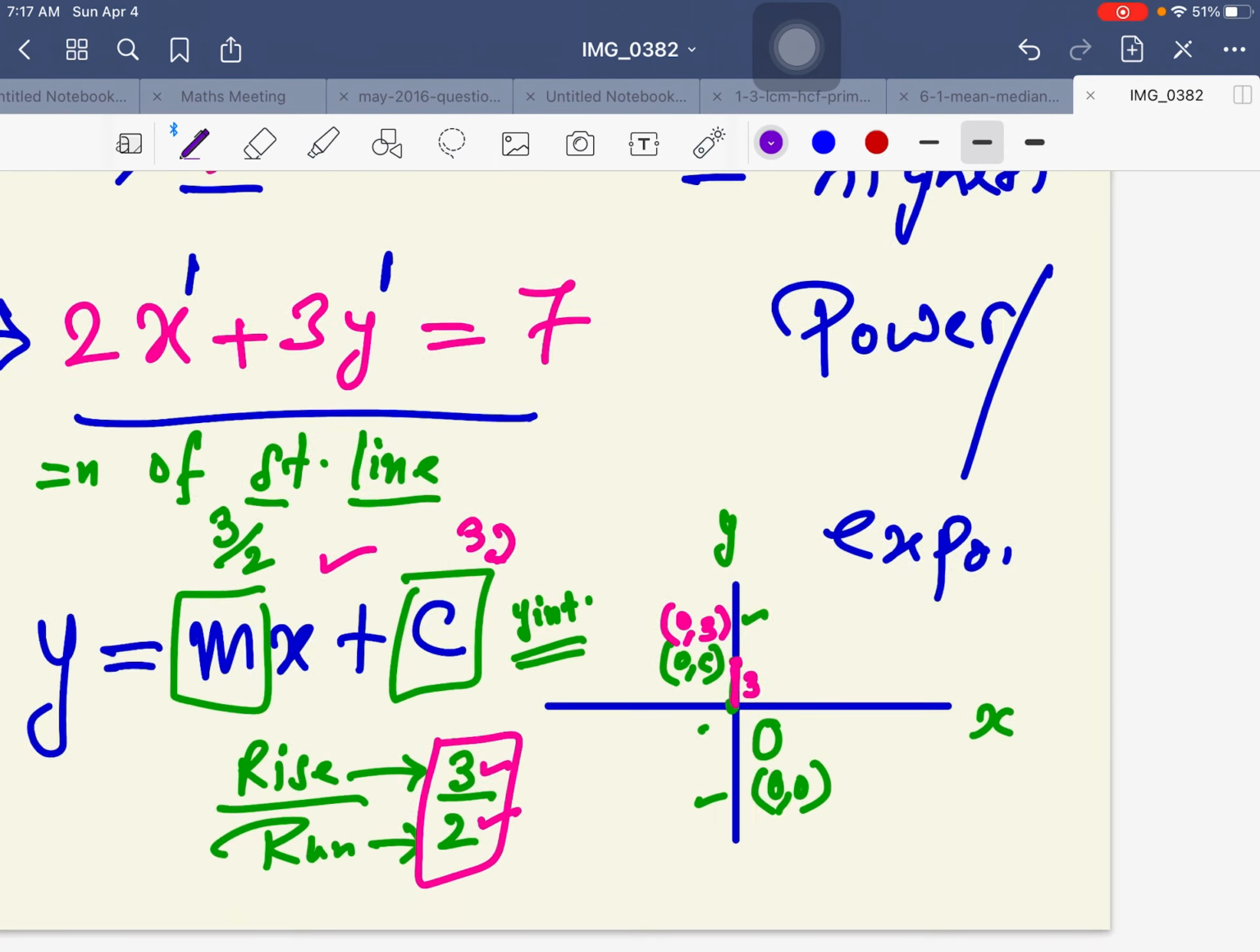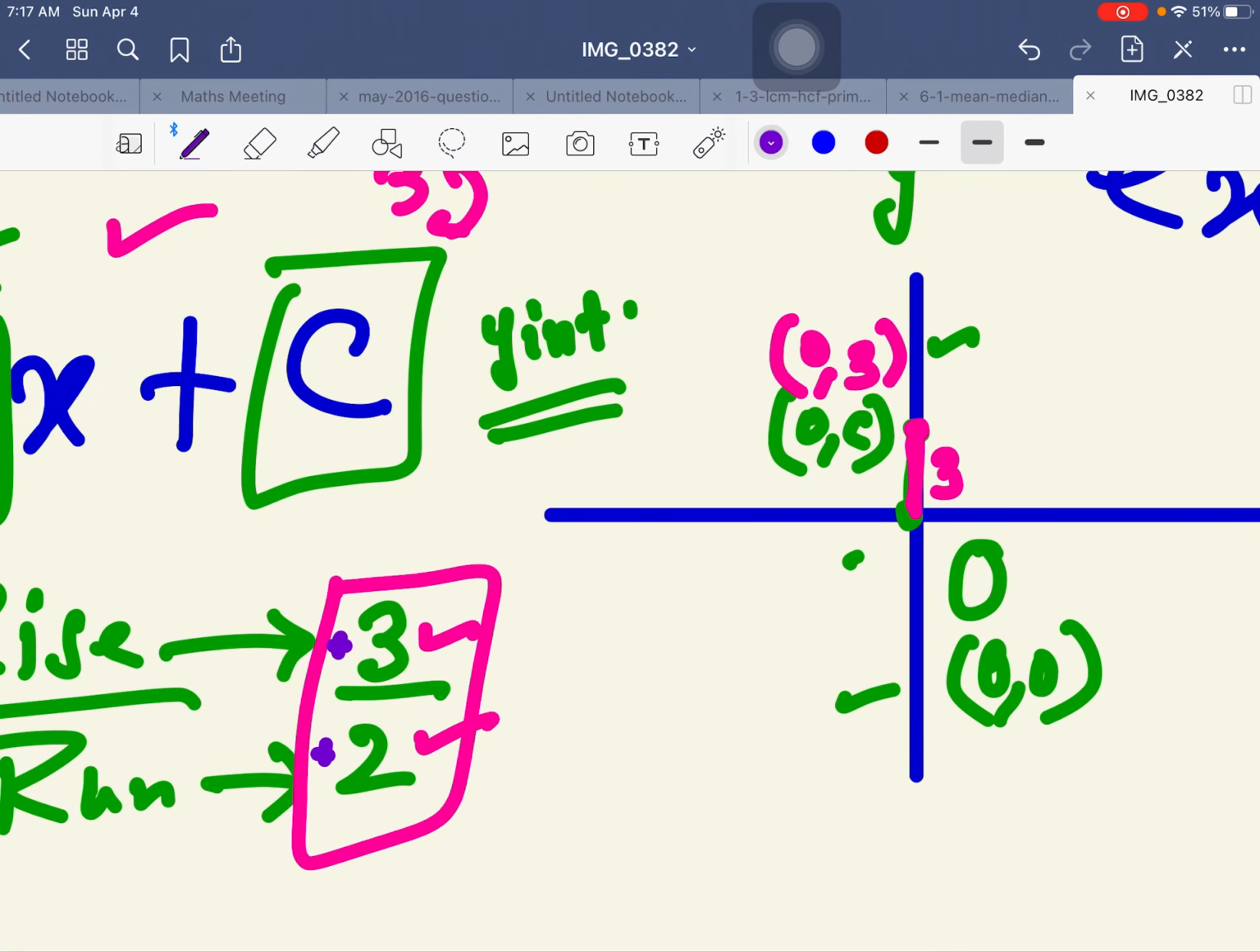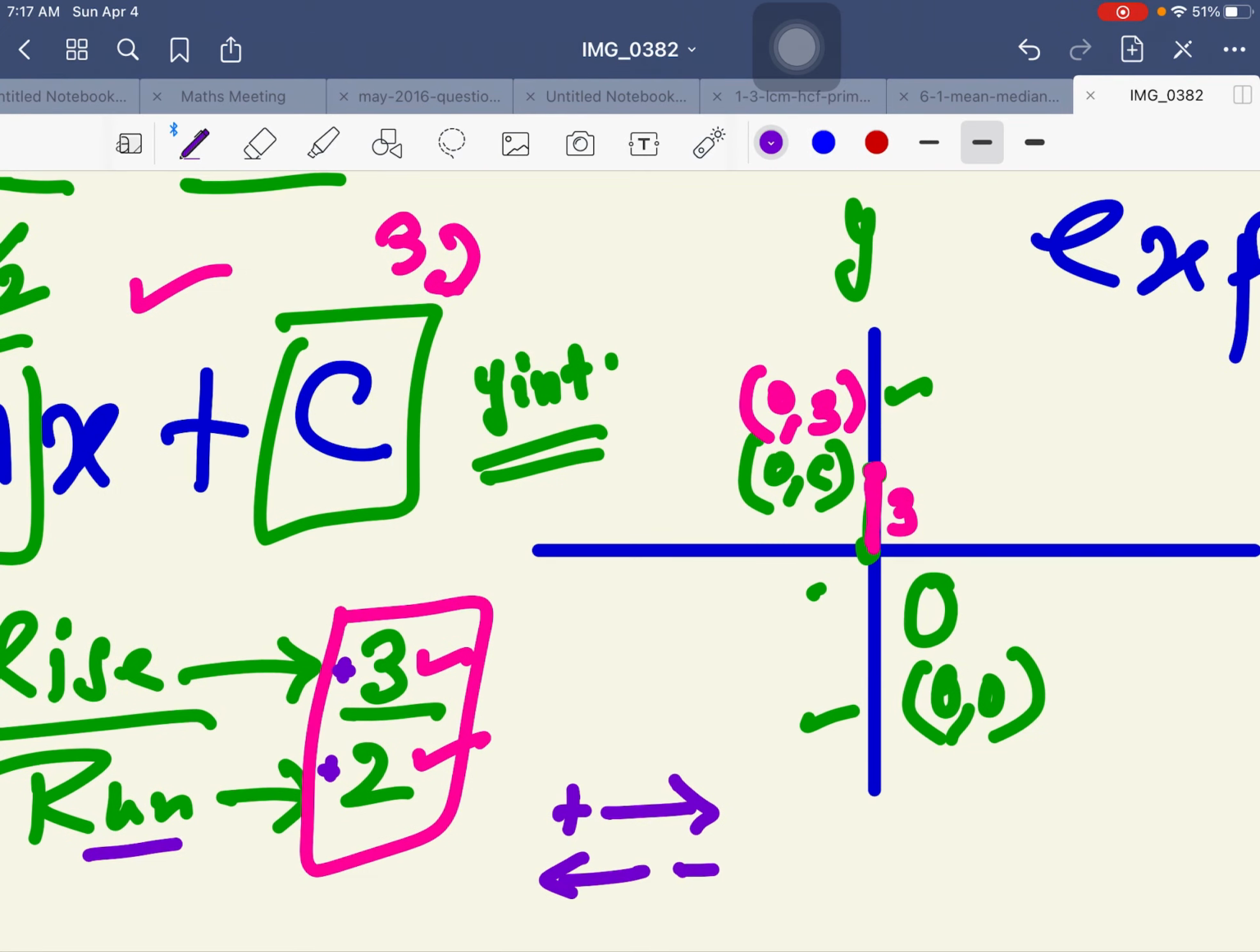2 points. One more thing, students. If this number is positive, it means run is rightward. If the run number is negative, that means you're going to move leftward. Likewise, if the rise is positive, the upper number, you're going to move upward vertically, and if it is negative, you're going to move down vertically.